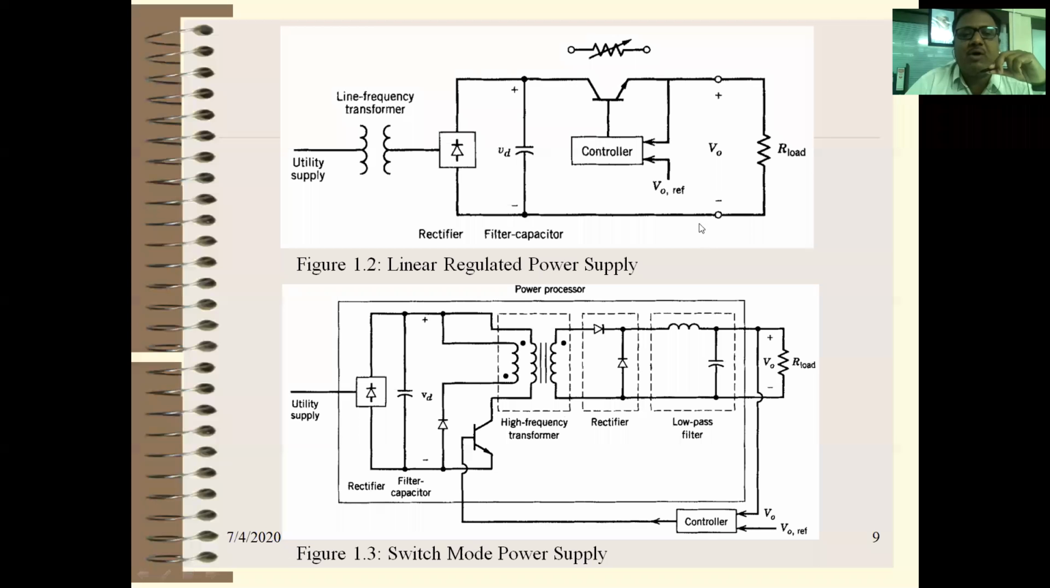In the above figure, that is linear electronics or a linear regulated power supply. In this figure, the transistor is used as a series pass transistor, and normally this transistor is used in the active region. But here the transistor is used for switching, either in saturation or in the cutoff region.